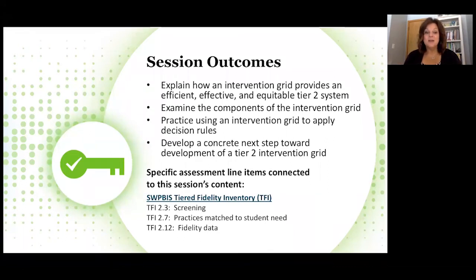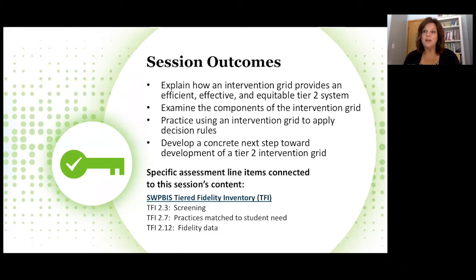So these outcomes are tied directly to 3 items on the Tier 2 scale of the school-wide PBIS Tiered Fidelity Inventory, or TFI, like we all call it. Those items are 2.3, which is about screening, and it's about teams using decision rules and multiple sources of data. And you will really clearly see where that connection is today.